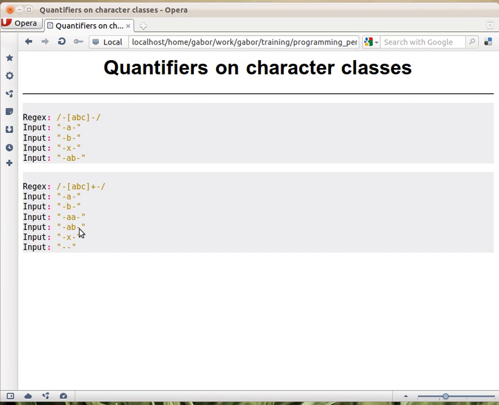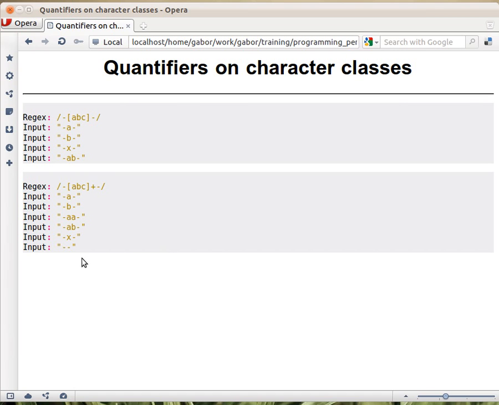And AB, this one, can also match because the several matches of this character class are independent, so any of these can match. The one before the last doesn't match because X is not there still. And what about the last one? The last one doesn't match either because the plus means at least one. So we need at least one character between the two dashes.